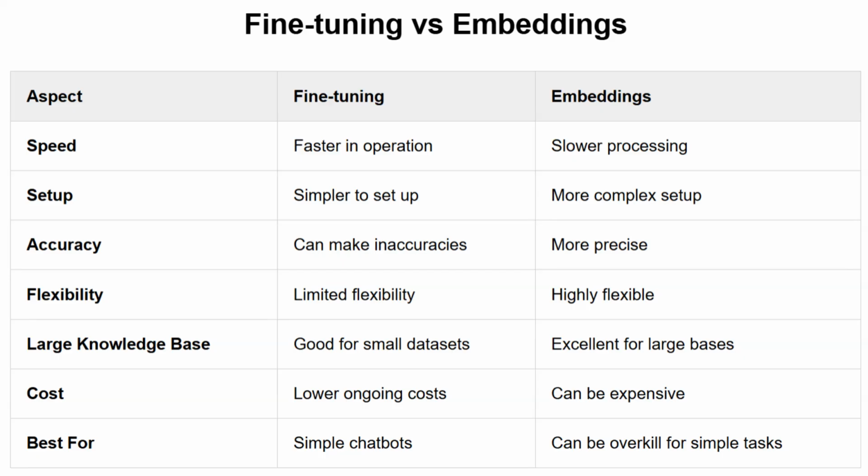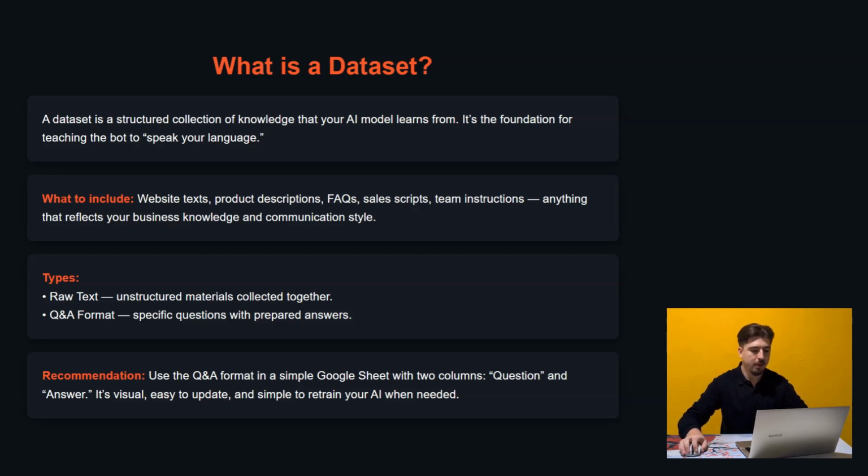Fine-tuning is faster in operation and simpler to set up, but can make inaccuracies. Embeddings is more precise and flexible for large knowledge bases, but can be overkill and expensive for a simple chatbot. So let's move from theory to practice.